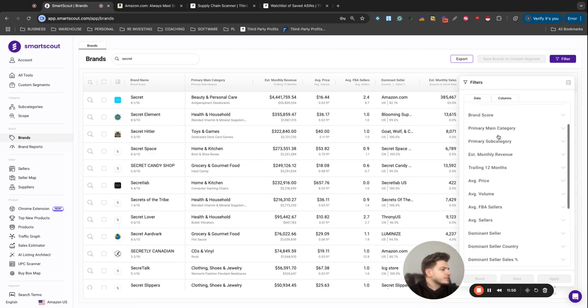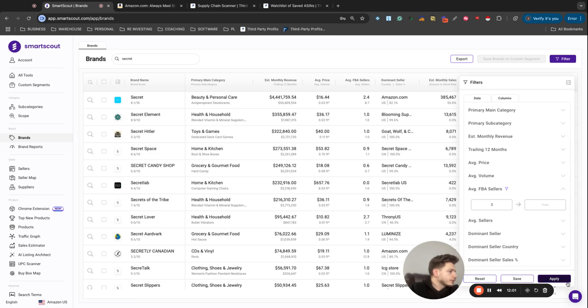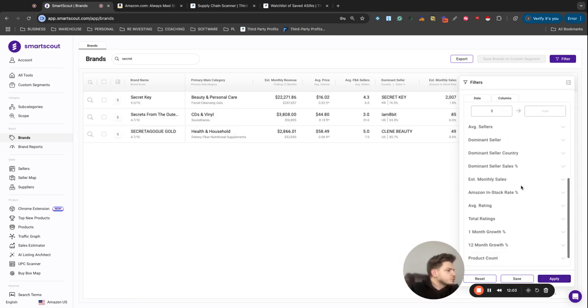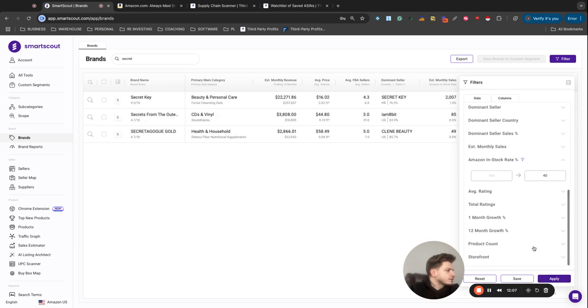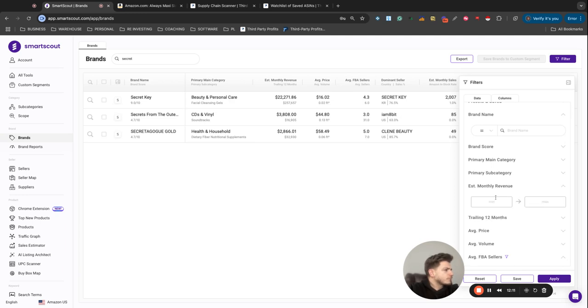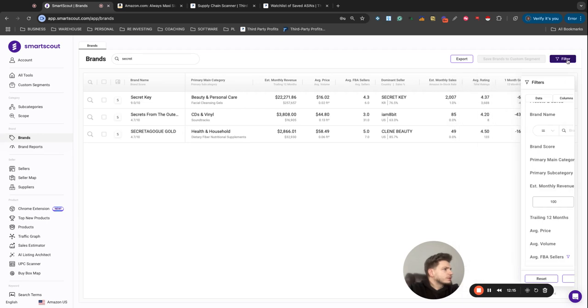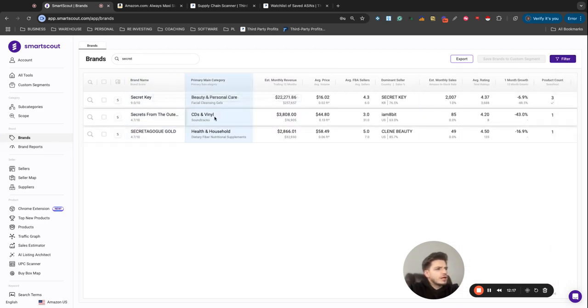Let's set the filters again. Average FBA sellers, going to be a minimum of 3. Amazon in-stock rate, going to be a maximum of 40%. And estimated monthly revenue, let's do $100 or more. Awesome.